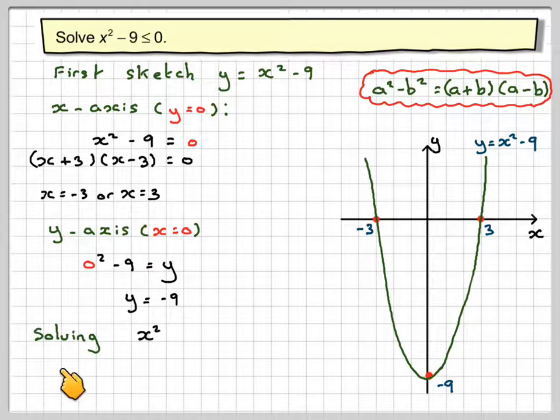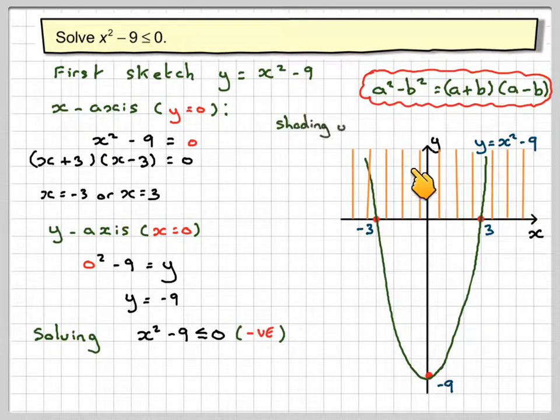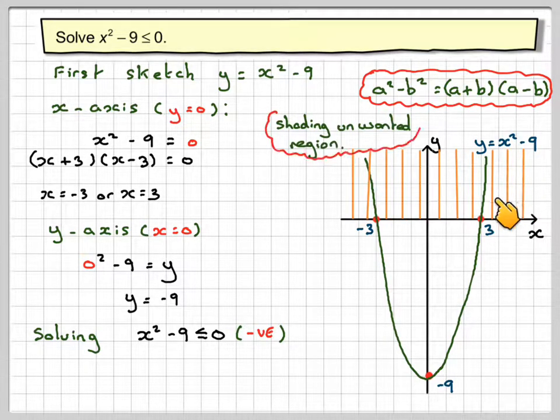Now we are solving x squared minus 9 is less than or equal to 0. So we'll want to know where the graph is negative. Well, above the axis the line is positive, the curve is positive. So we want to know that here the curve is negative, and that is between minus 3 and 3. Because we are including 0 as well, so we put a dot here and shade in the region, a dot here and shade in the region, and join them up.